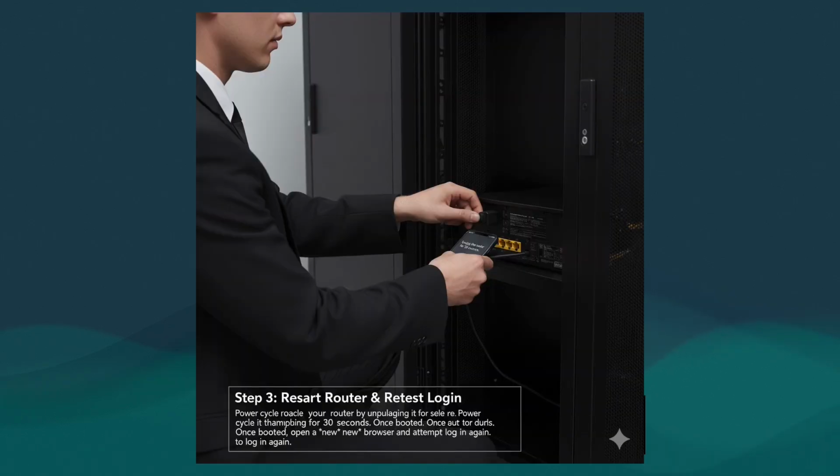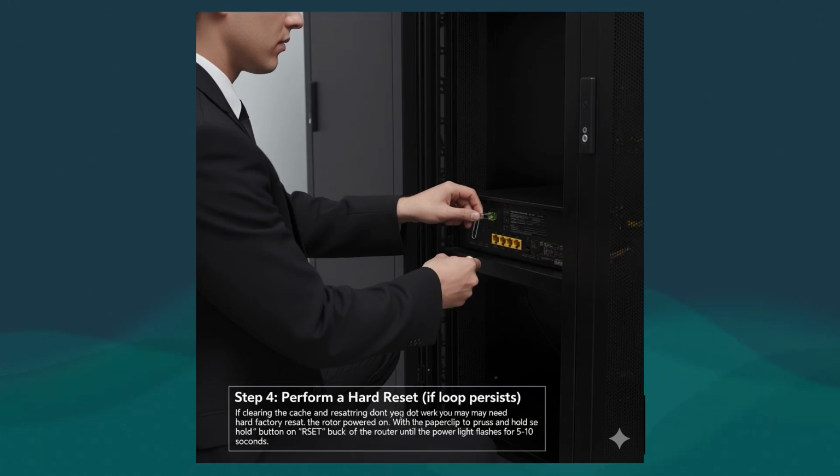Step 3. Restart router and retest login. After clearing your browser's cache, power cycle your ASUS RT-AX82U router by unplugging it for 30 seconds, then plugging it back in. Once it's fully booted, open a new browser window or a different browser entirely and attempt to log in again.